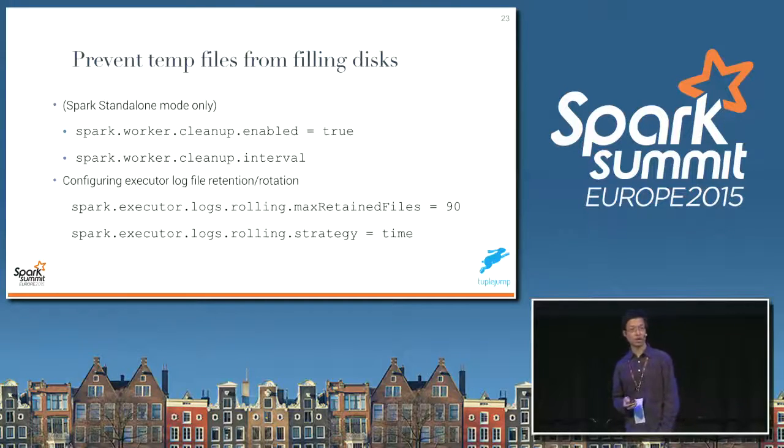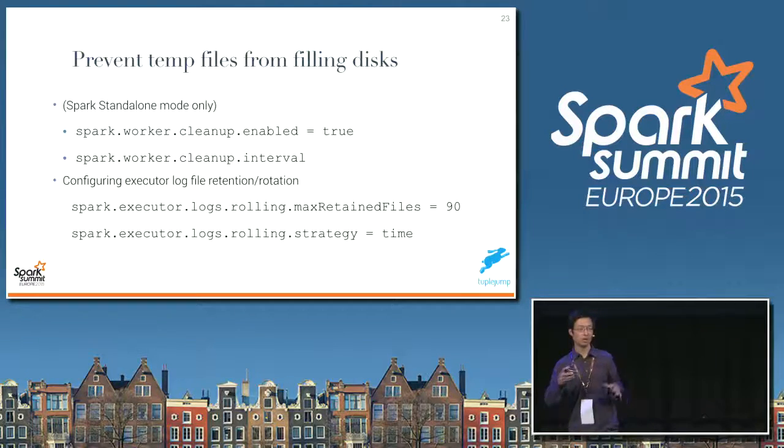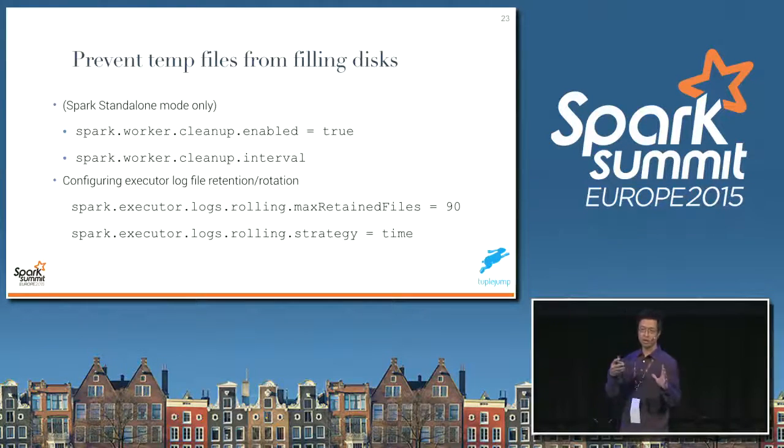Finally, if you're using standalone, there's a neat little option that you can set to prevent your temp files from filling up. This will go and clean up temporary files. A lot of people, especially if you're doing heavy shuffles in Spark, run into this problem where Spark creates tons of temporary files, and that can easily fill up the number of files. You can increase your ulimit and other things like that, but eventually you're going to end up with a lot of files that you're going to need to clean up.